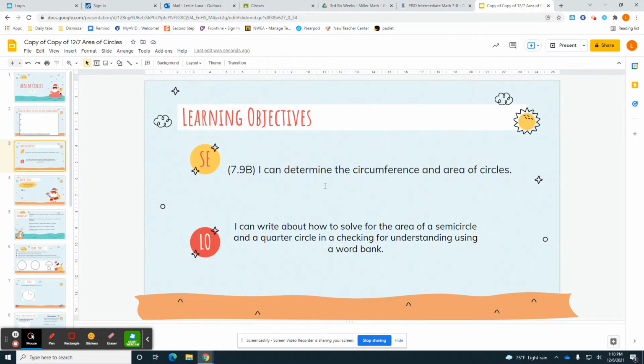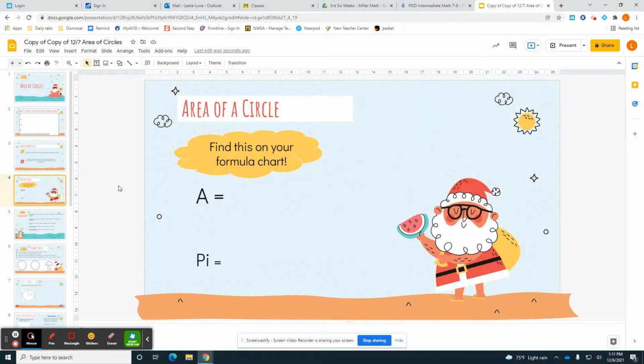So today's learning objective: I can determine the circumference and area of circles. So yesterday we did circumference. Today we're doing area, and it's only area. It's not a combination. Tomorrow and Thursday will be a combination of both. Okay. So let's go ahead and start with area of a circle.